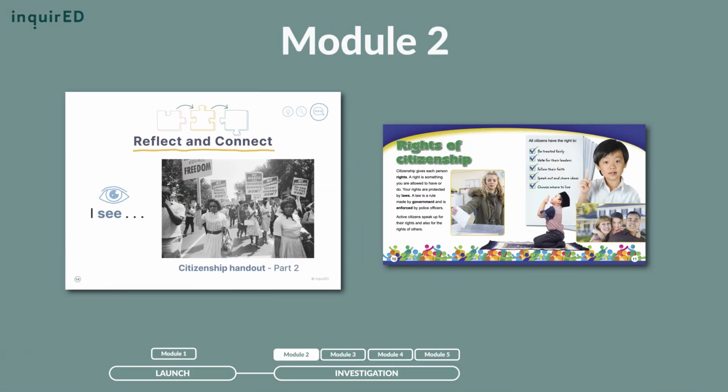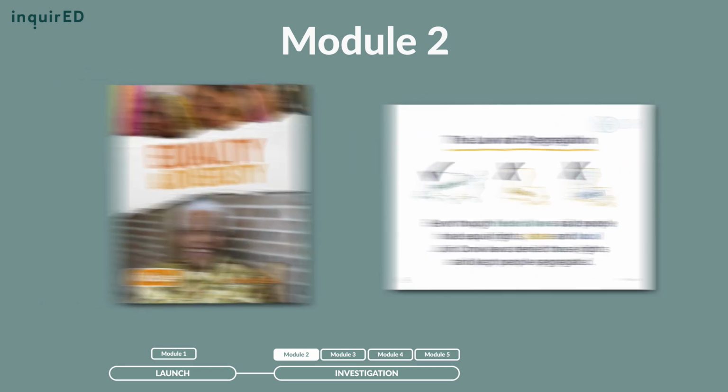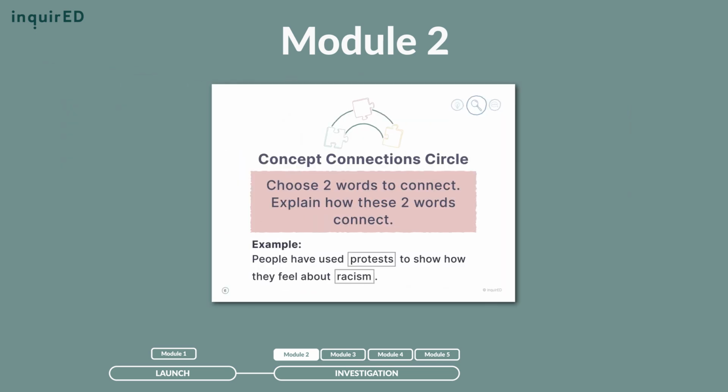In Module 2, students examine historical images and informational texts to explore the roles of governments and citizens in upholding fairness and protecting rights. They investigate diversity, equality, and the segregation laws that launched the civil rights movement, then reflect on their learning through a concept connections activity.